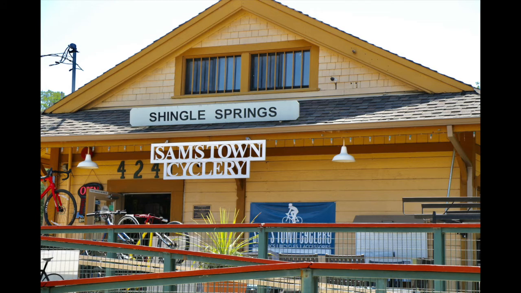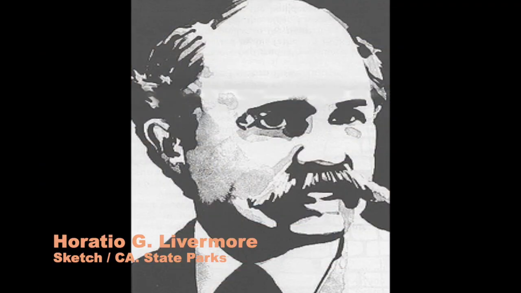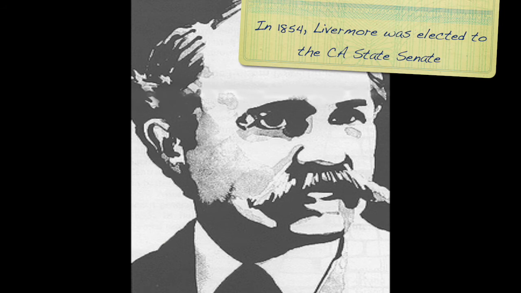Our last tale begins like most of our other stories. A failed gold prospector decided to take a different direction and find success. His name was Horatio G Livermore. By 1856, Horatio figured out that he could make more money selling both lumber and water than panning for gold.